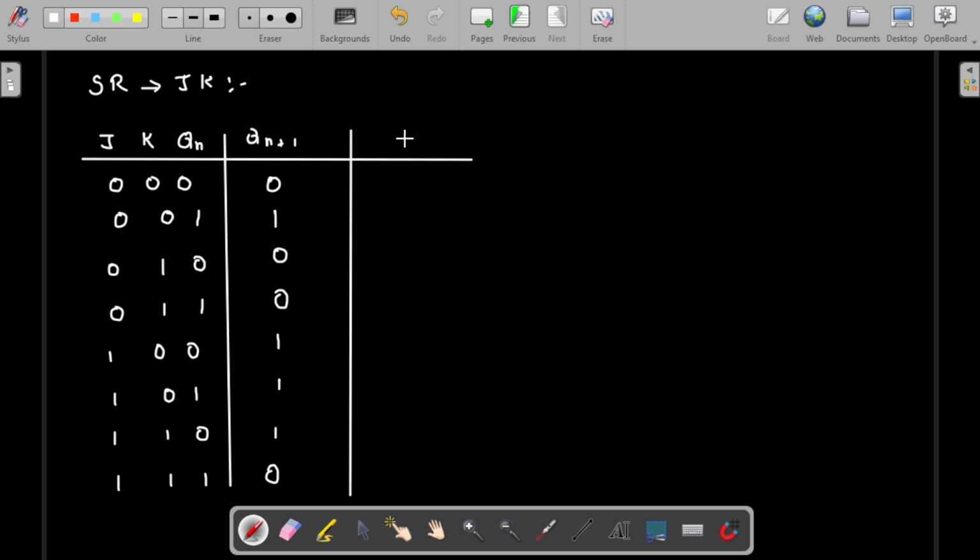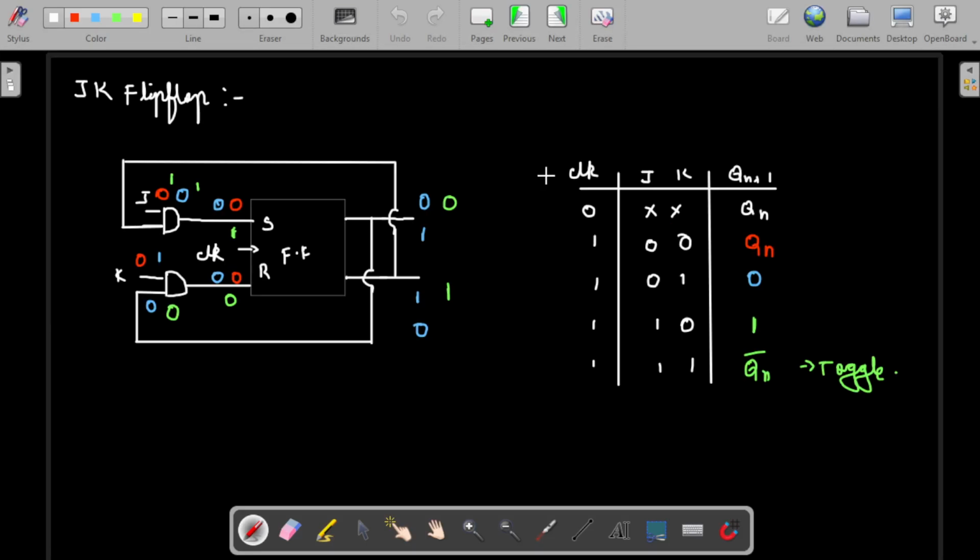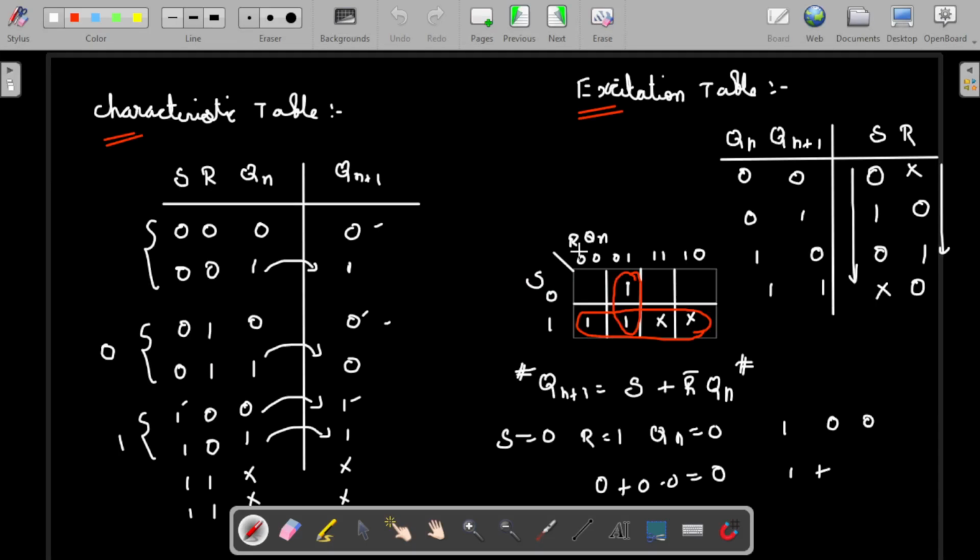Now we have to convert this with the help of the excitation table of S and R. When 0 0 is happening, the excitation will be 0 and X, and when 1 1 is there, then X and 0. We already discussed this. If you see, this is the excitation table: when 0 0 happens, 0 X; when 0 1 happens, 1 0. This is the important thing, so please write it down for reference.